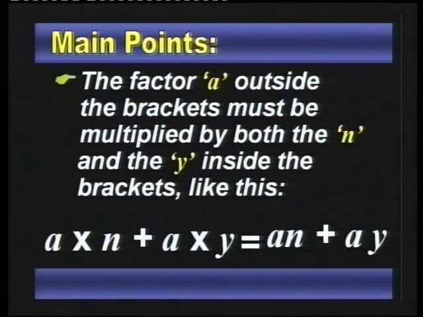Okay, the third point from that example is telling us that the factor a outside the bracket must be multiplied by both the n and the y inside the bracket, like this: a times n plus a times y. Your answer, or your result, should be an, leaving out the multiplication sign, plus ay, because we are adding a y.